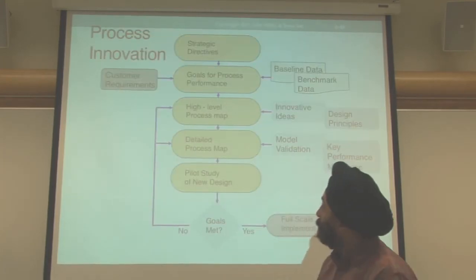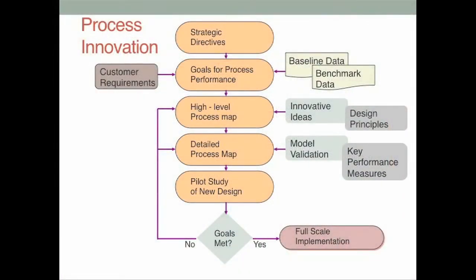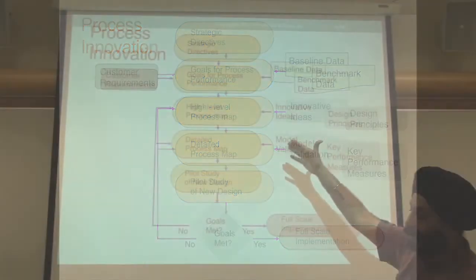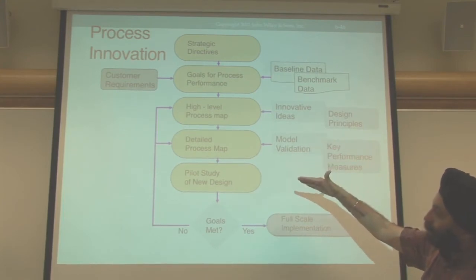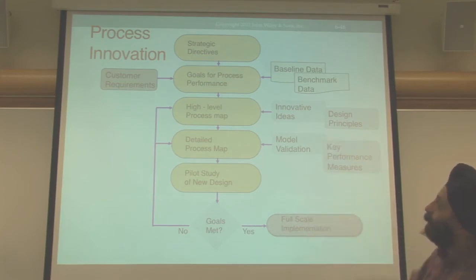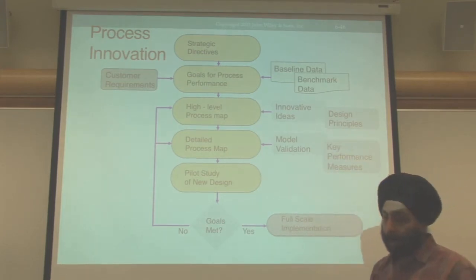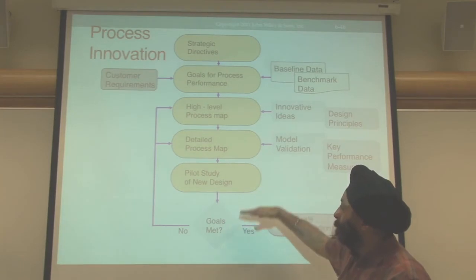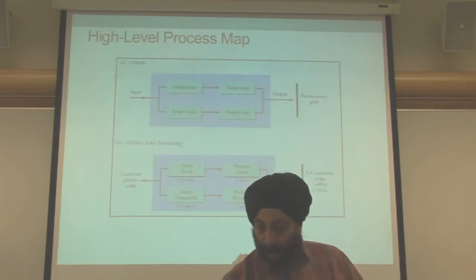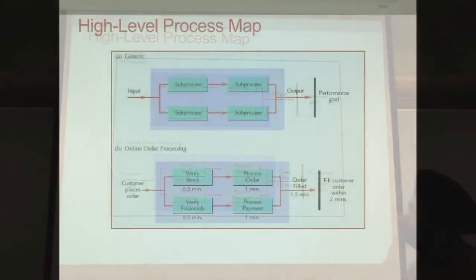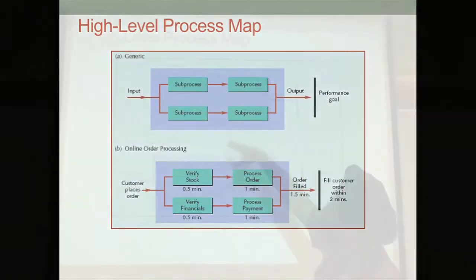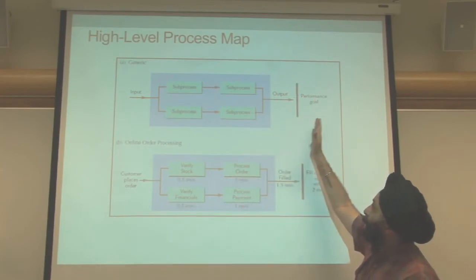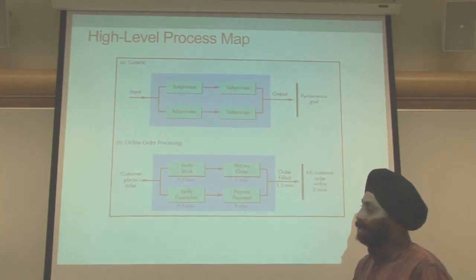And in this case, process innovation process is where customer requirements, all the way from strategic directive, and what is the high-level process map, then detailed process map, how are we going to go about creating this process improvements. And in this case, one can easily look into high-level process map, which is generic in terms of input, various sub-processes, and outcomes, output, and whether or not it meets the goals.